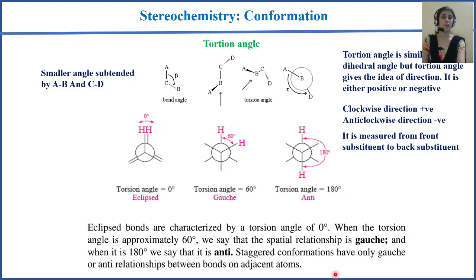It is measured from front substituent to back substituent. This is again important. This is measured from the front substituent. You are looking from the front carbon toward the back carbon, that is, the direction is always from this bond to that, not from this bond to that. So this will say something about the direction. You can tell the torsion angle from this bond to that bond. That is, the front carbon measures front substituent to the back substituent.